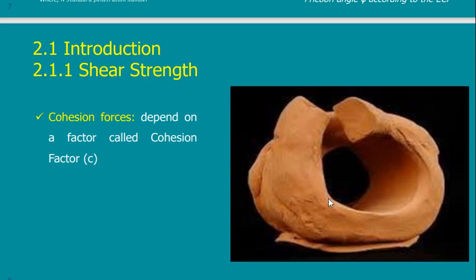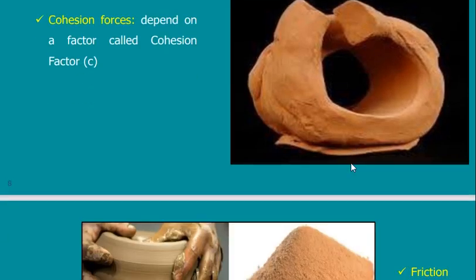So now you can understand what cohesion is. What is the difference between cohesion and friction? Friction is something like this. Cohesion is something like how you can bend a piece of clay to have a certain shape, because particles stick to each other. But in the other, particles slide with friction on each other. So this is a completely different behavior.